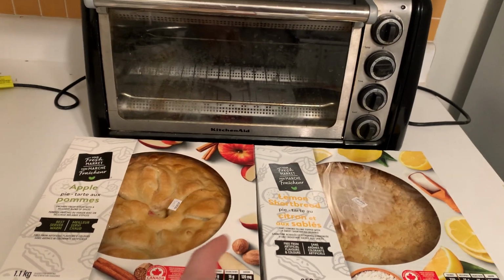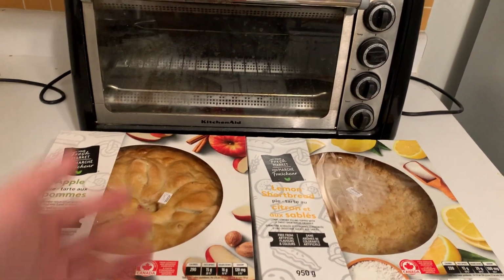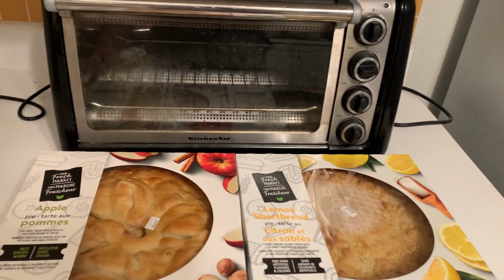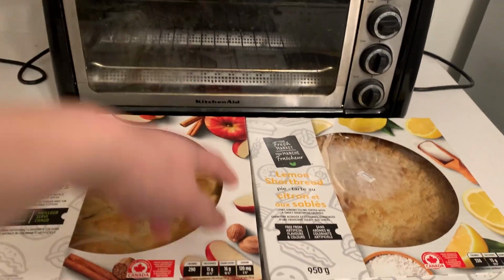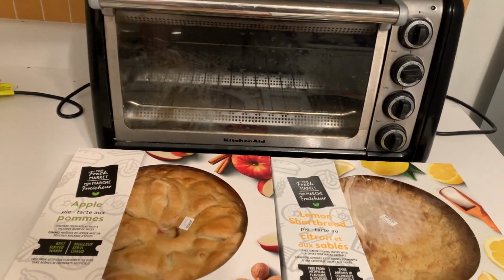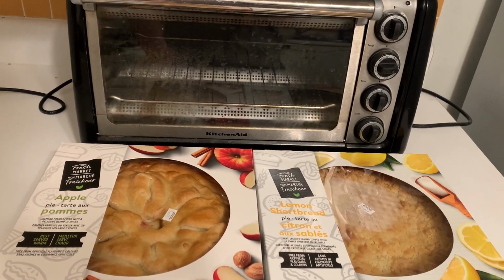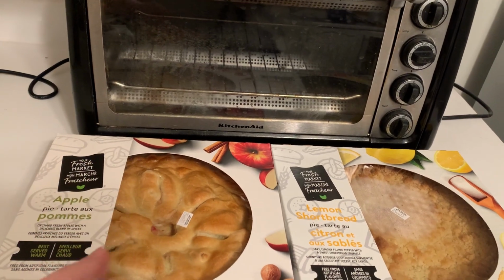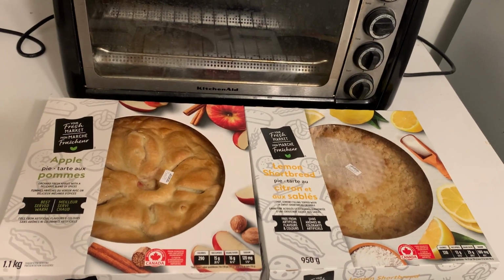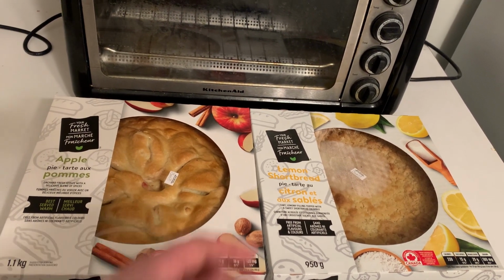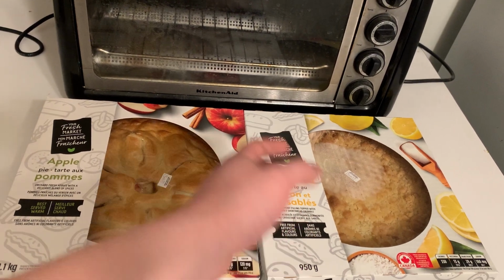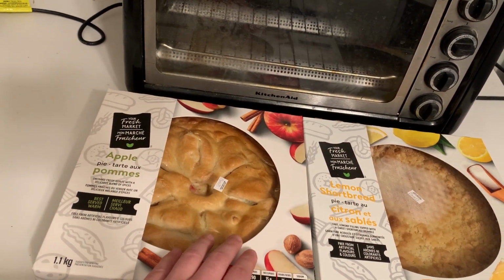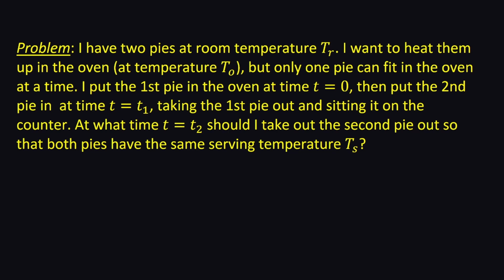So I took these two pies out of the fridge and I wish to warm them up in the toaster oven. But unfortunately, as you can see, my toaster oven is not big enough to put in two pies at once. I would have to warm them up one at a time. But of course, if I take the pie out from the oven, it starts to cool down again. So the question is, how can I time it correctly so that after the second pie is taken out of the oven, it has the same temperature as the first pie? So this is the problem I wish to solve.